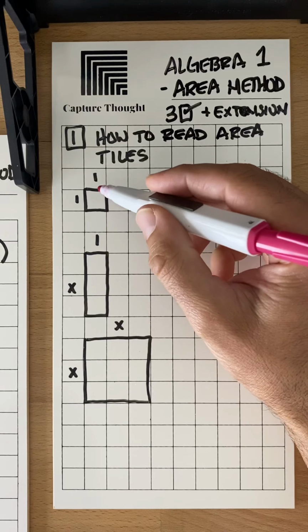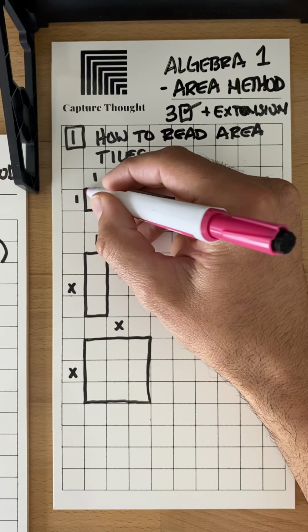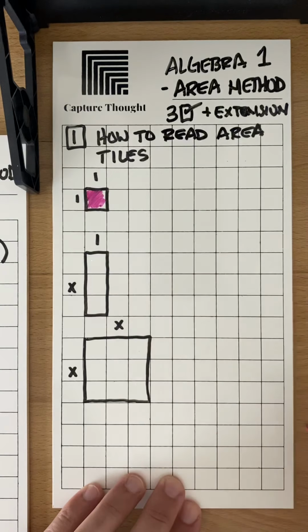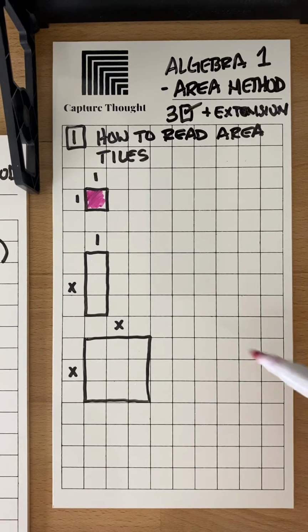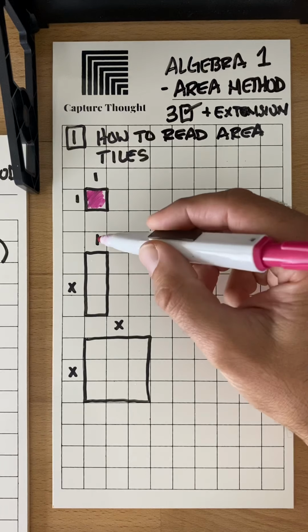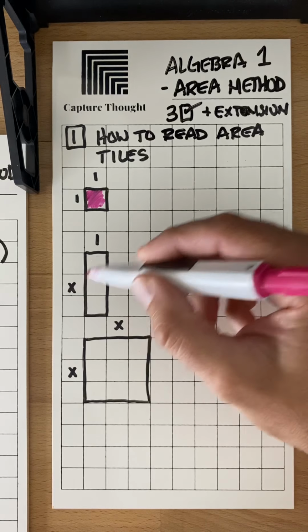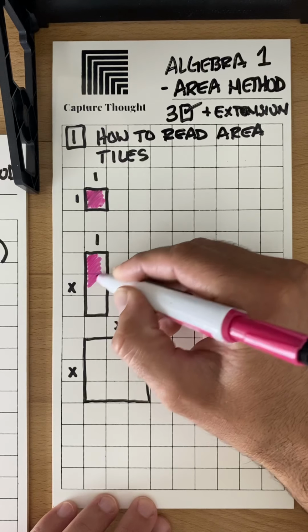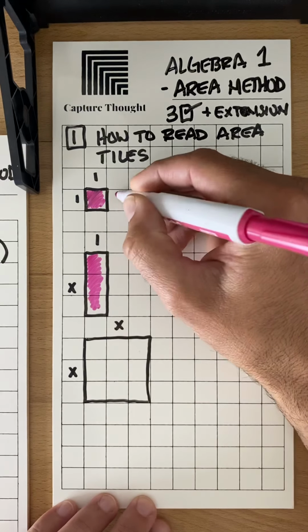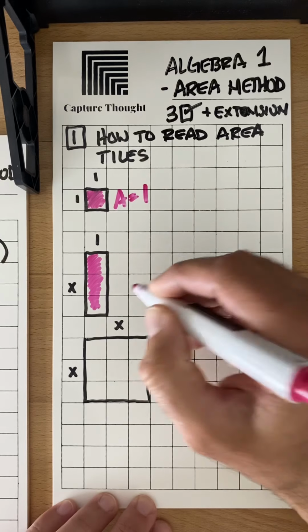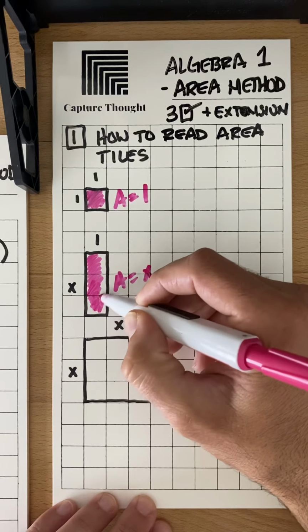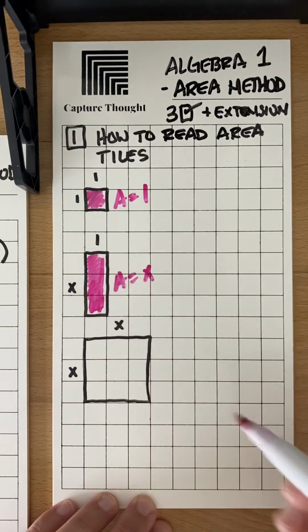The first one is a 1 by 1, and that makes an area of 1 when I shade this in. The area, of course, is just length times width. The second one is a 1 by x, so when I shade this in, the area of this represents x. The area of the first is representative of 1. The area of this is representative of x because x times 1 is just x. So this area is going to represent x.